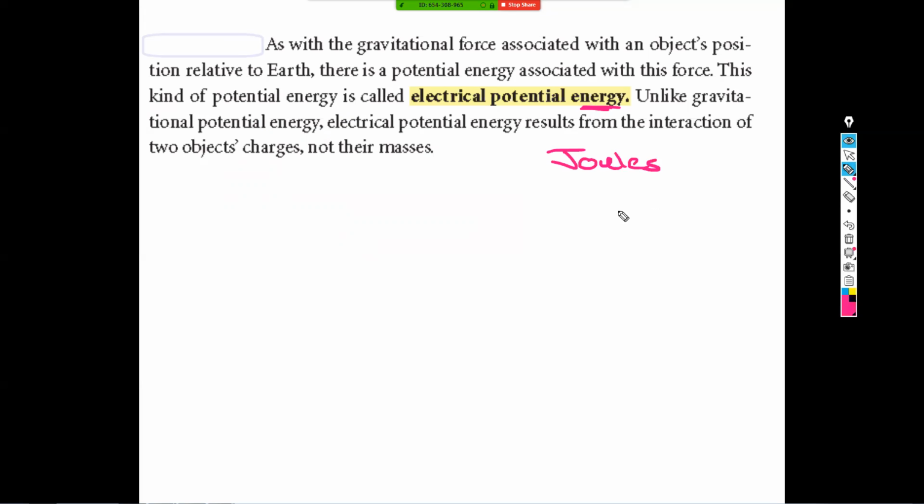Now, in electrical, we tend to look at the difference between location one and location two, because it's not always like a rock falling to the ground. So we have to look more at the change in potential energy, which is still going to be measured in joules.